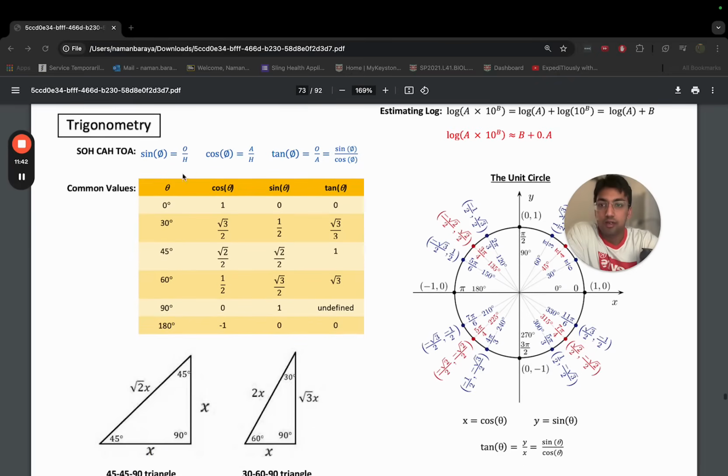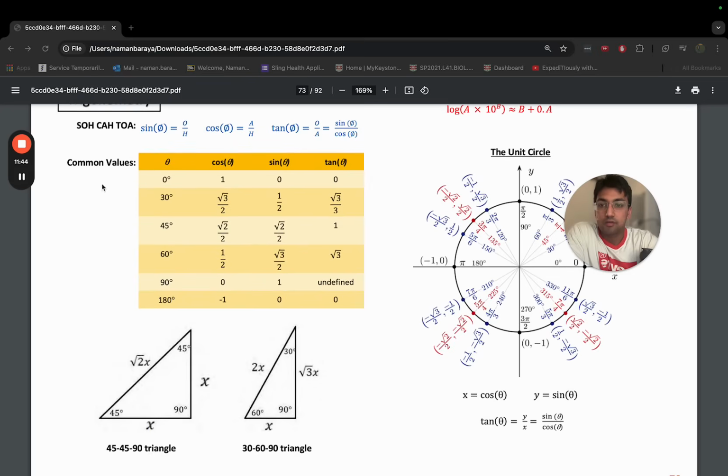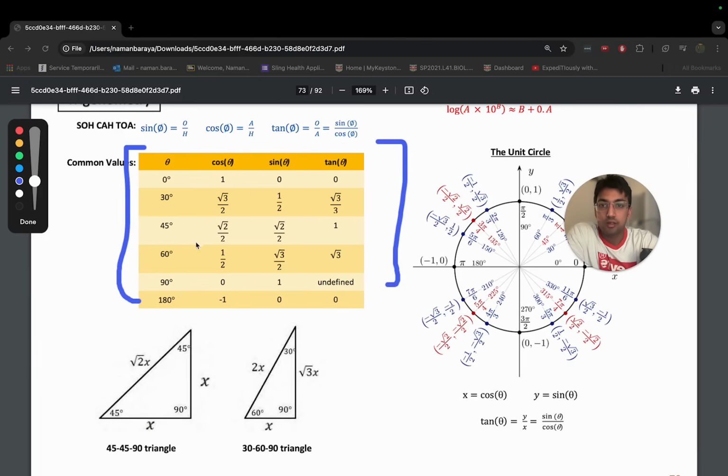Now, trigonometry is not really that high yield, but it is kind of helpful to know sine, cosine, and tan of theta. So sine is just the opposite over the hypotenuse. Cosine is the adjacent over the hypotenuse. Tangent is the opposite over the adjacent. So just make sure you know these. And if you know this, then that's great. If you don't know it, I wouldn't spend time memorizing it. It's not too high yield.